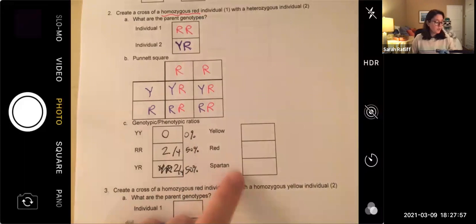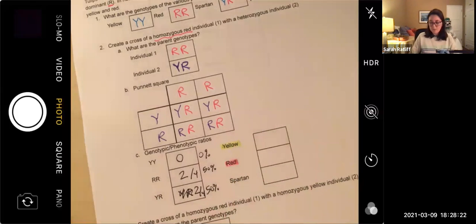I am going to use some colors just to make things fun. I'm going to use these 3 here. All right. So the yellow flower will be yellow. Look at that, easy peasy. The red flower will be this pink color, and the Spartan color will be, let's just say, this orange highlighter.